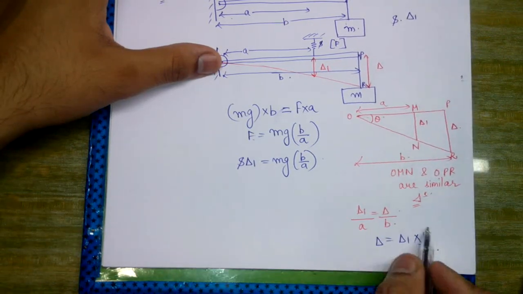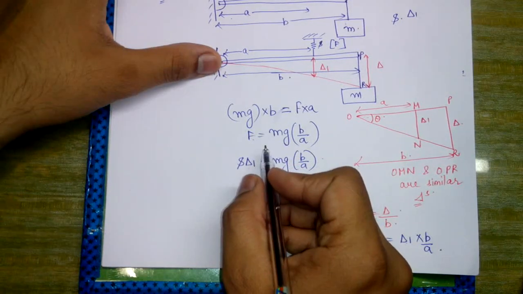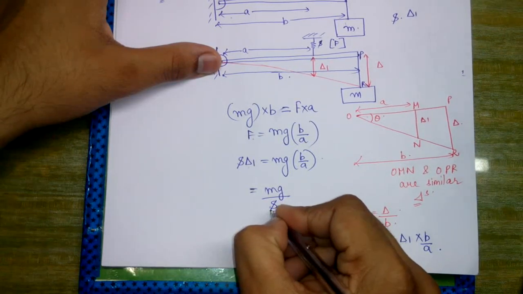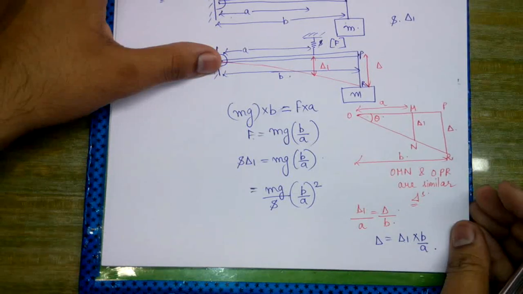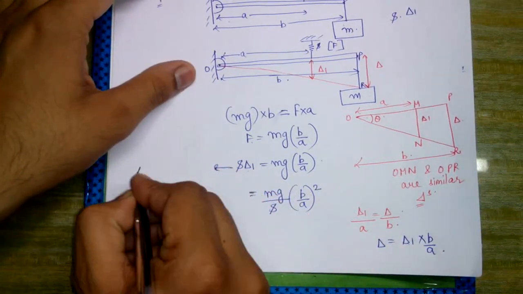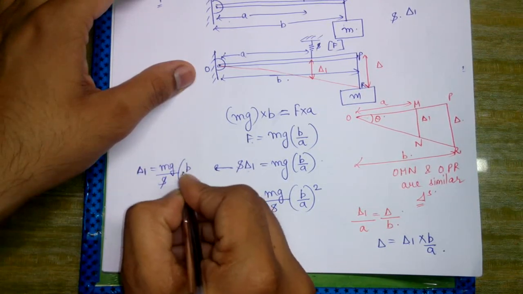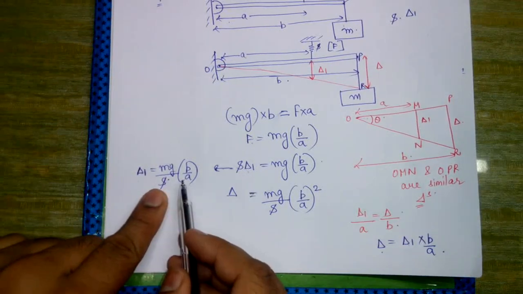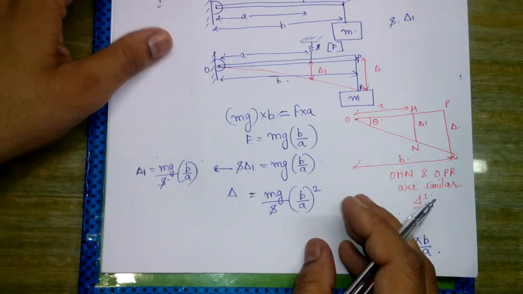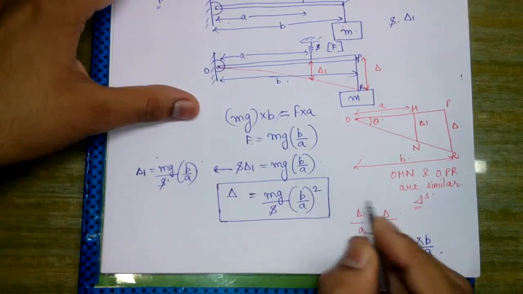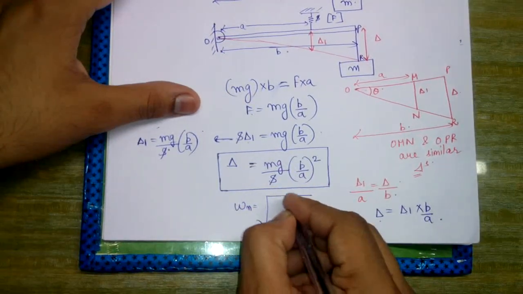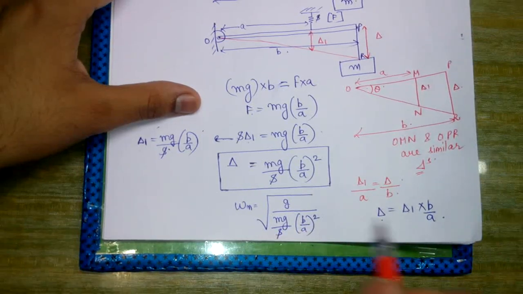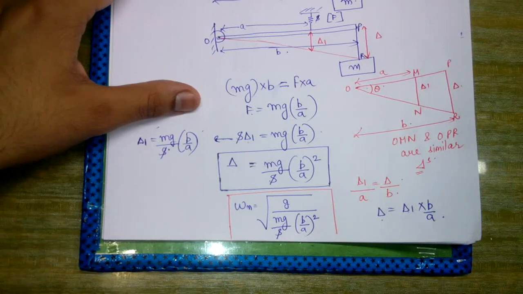So what can we write in place of delta 1 here? We will substitute the value of delta 1 and we would obtain mg upon S into B by A whole squared, because from here the value of delta 1 comes out as mg upon S into B by A. So delta is equal to delta 1 into B by A, and the delta 1 value multiplied by B by A becomes B by A whole squared. So this is the value of delta, and omega n would be simply under root g upon delta, that is mg upon S B by A whole square. So this would be the expression for the natural frequency of this system.